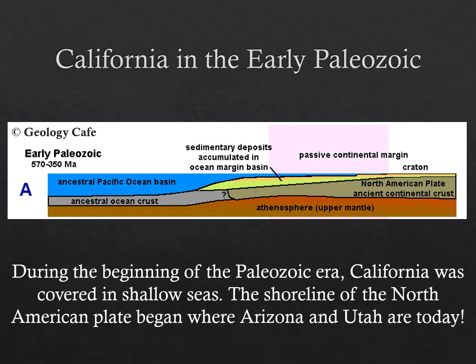During the beginning of the Paleozoic era, California was covered in shallow seas. The shoreline of the North American plate was a passive continental margin. Lime mud and sand gradually collected and built up along the gently sloping coast. The coastline, the actual boundary point between the shallow sea and the landscape, was once where Arizona and Utah are today, which will be shown on the next slide.